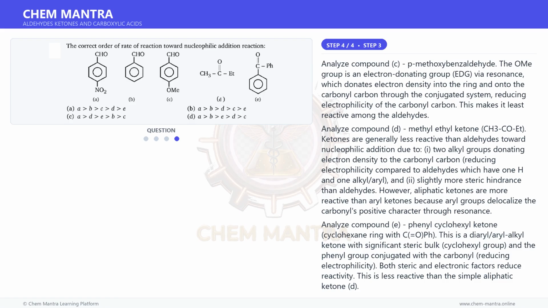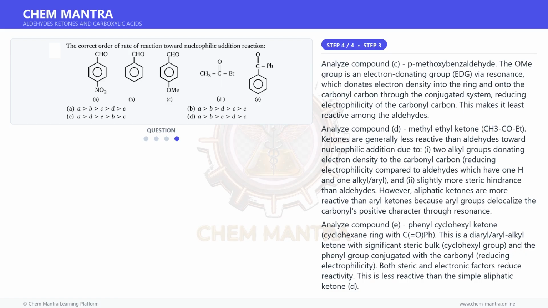Analyze compound E, phenyl cyclohexyl ketone, cyclohexane ring with C=O-Ph. This is an aryl alkyl ketone with significant steric bulk, the cyclohexyl group, and the phenyl group conjugated with the carbonyl, reducing electrophilicity. Both steric and electronic factors reduce reactivity. This is less reactive than the simple aliphatic ketone D.